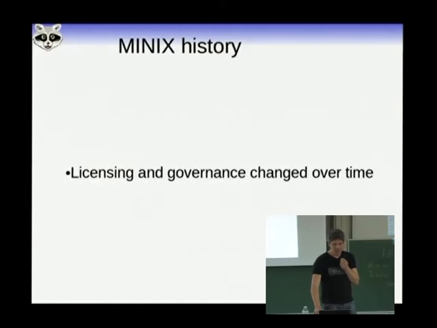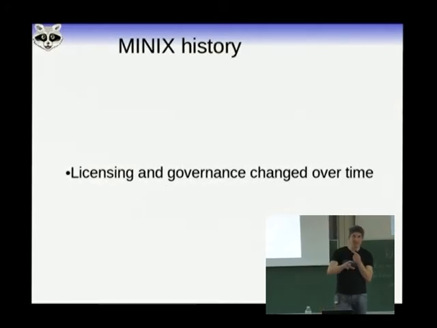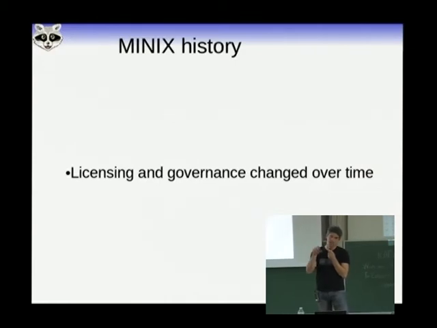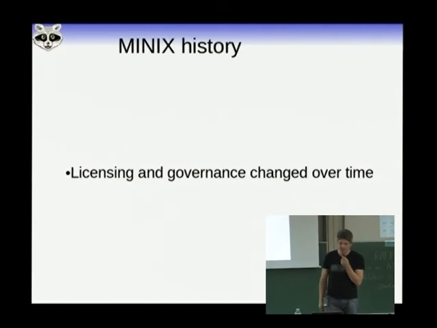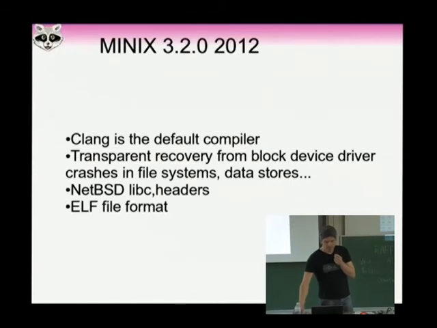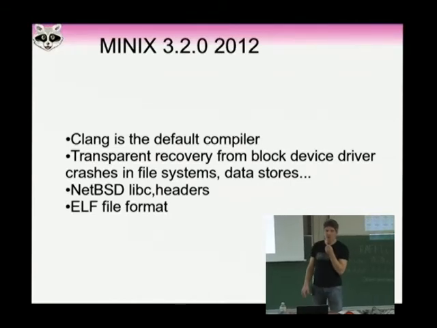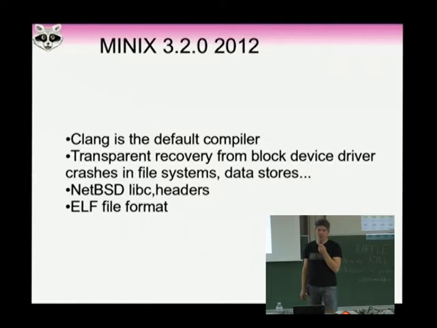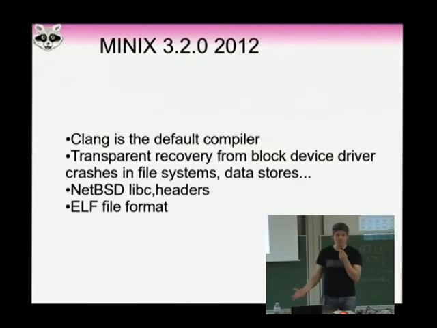So if we look back, starting in 2005, a lot of things changed. The goal of MINIX changed, and also the licensing, and that made a difference. When I joined, MINIX 3.2.0 was just released, in February 2012. It contained a few interesting features. Clang was the default compiler, which I think doesn't happen yet on Linux, for example.